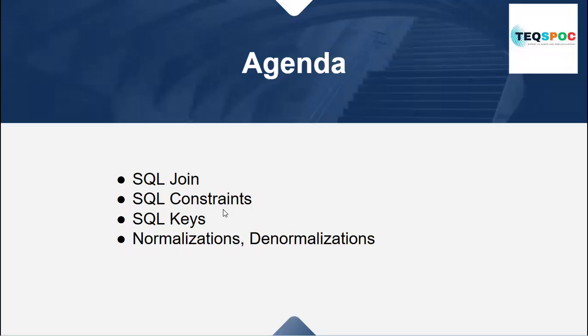Today's session agenda is we will talk about SQL joins, SQL constraints, what the SQL keys are, and what normalization and denormalization are. These four topics are very important from the interview perspective. In an interview, you will definitely get questions related to joins, constraints, and keys. Nowadays in every interview they will ask what normalization and denormalization are, in current 2025.